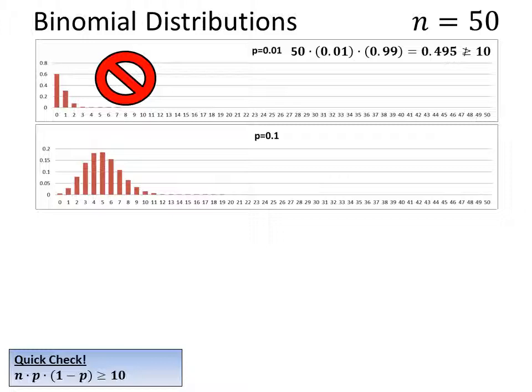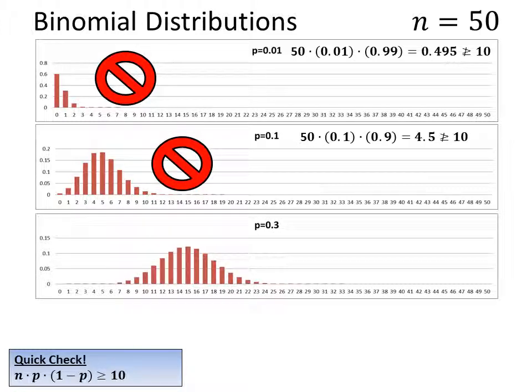What about if p is equal to 0.1? In this case, we do have a slightly bell shape, but maybe it's still a little bit skewed. Let's see what our quick check says. If we multiply 50 times 0.1 times 0.9, that's equal to 4.5, which is still not greater than or equal to 10. So I would probably recommend not using the normal distribution in this case.